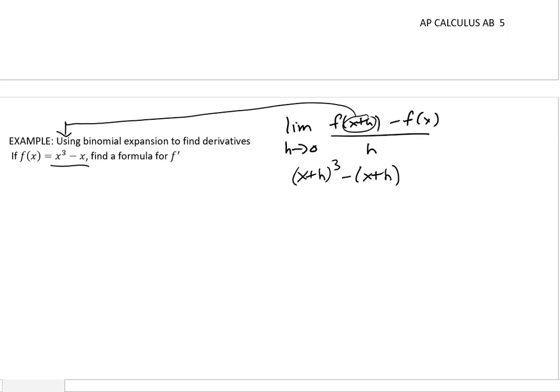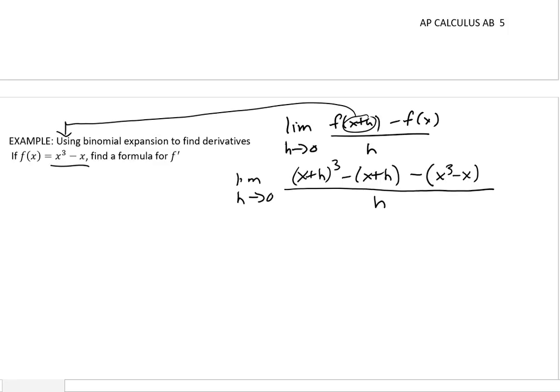Putting x plus h in place of the x. Minus, always put parentheses around that second one. And then the function is just x cubed minus x all over h. So still the limit as h approaches 0. Now is where we have to use binomial expansion, because what should happen here is everything that does not have an h in it should cancel out. If it doesn't, we've done something wrong, because it should cancel out every single time.